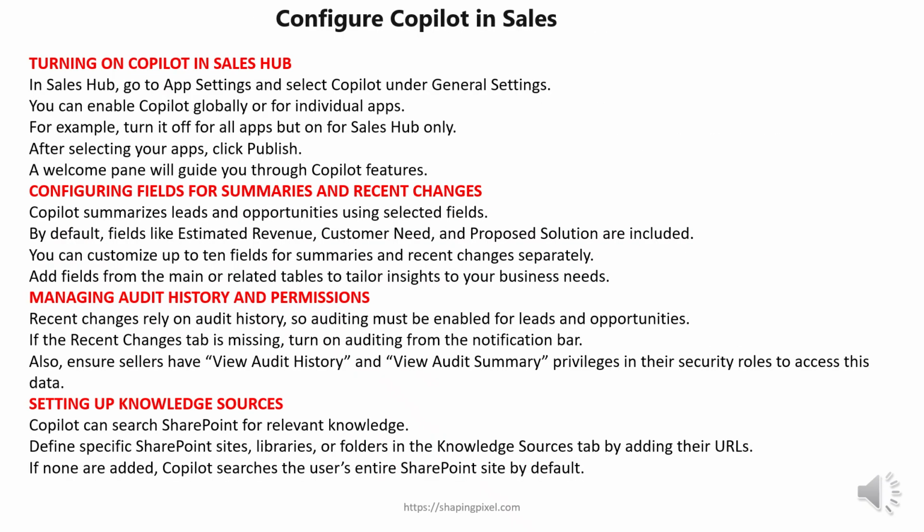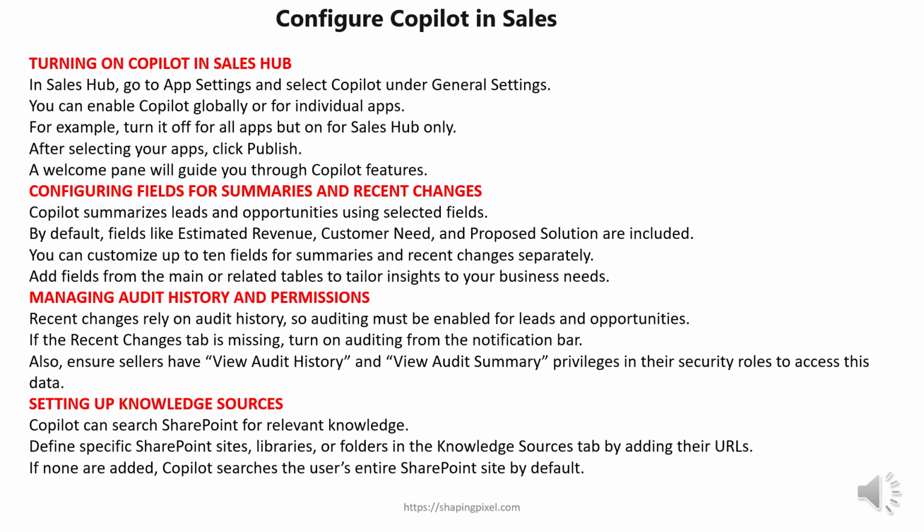In Sales Hub, go to App Settings and select Copilot under General Settings. You can enable Copilot globally or for individual apps. For example, turn it off for all apps, but on for Sales Hub only. After selecting your apps, click Publish. A welcome pane will guide you through Copilot features.